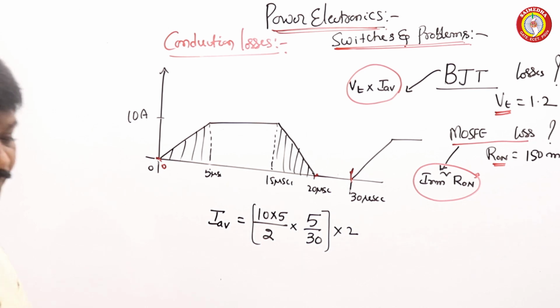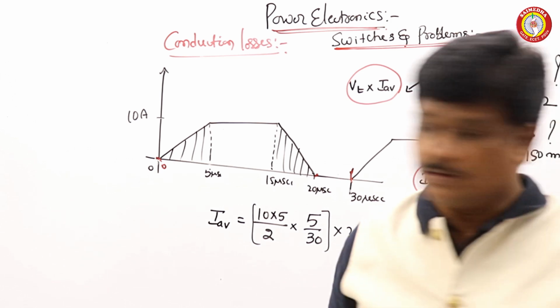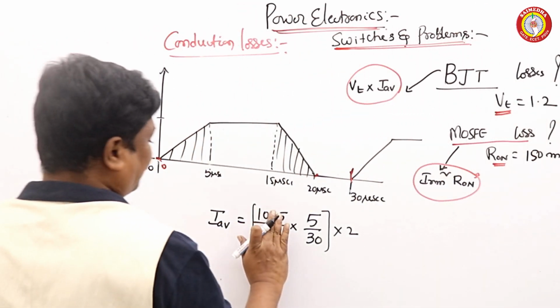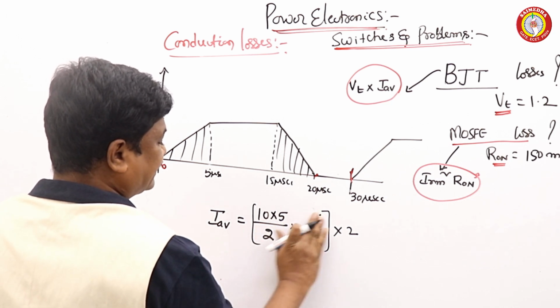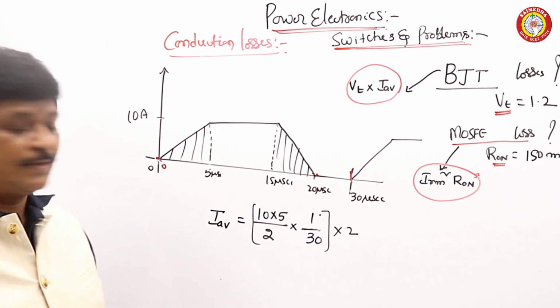Is it clear, all of you? Any changes? I think you have to take only 1 5. You don't take this 5. Periodicity is 1 by 30. You can write like that, because already you have taken this area.